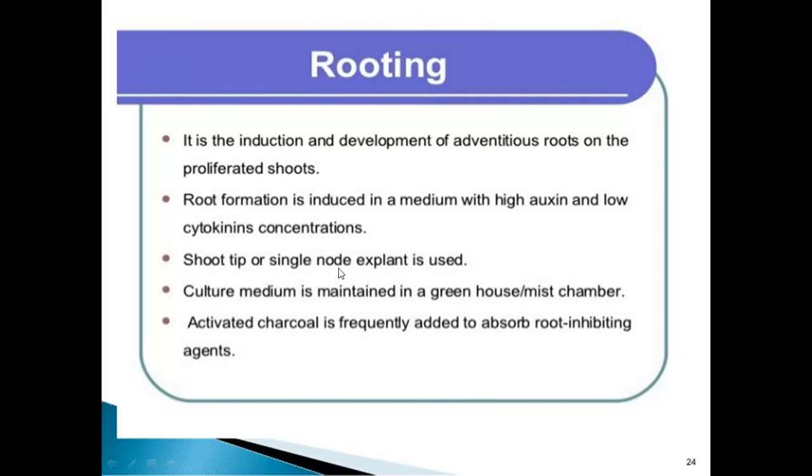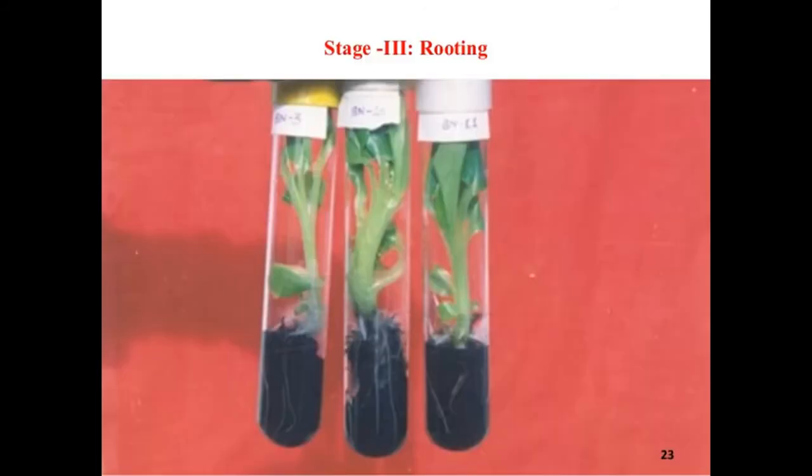Shoot tip of a single node explant is used. Culture medium is maintained in a greenhouse chamber, and activated charcoal is frequently added to absorb the root inhibiting agents. Or we can say that it is the foundation of the plantlet in the soil, and it can be finished by moving the plantlet of stage 3 from the research facility to the soil of the nursery. So for some plant species, stage 3 is skipped, and stage 2 plants are planted in pots or in the appropriate fertilizer. Okay, so this one is the third stage, that is the rooting stage.